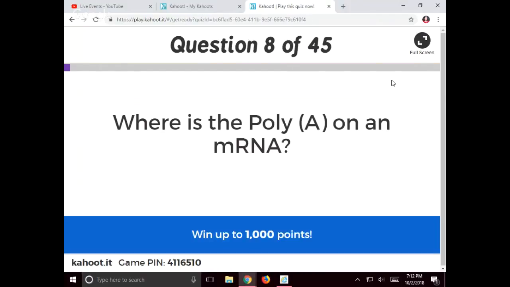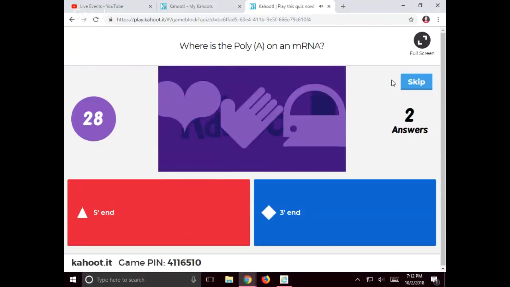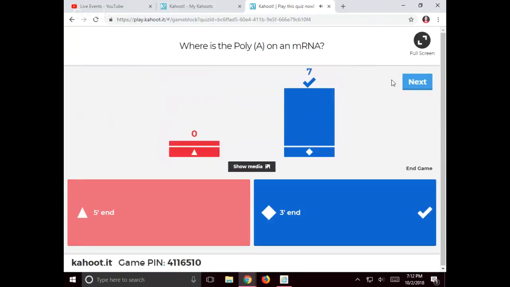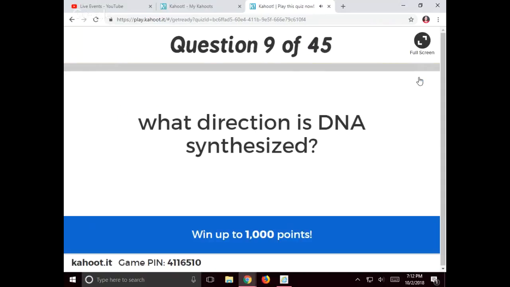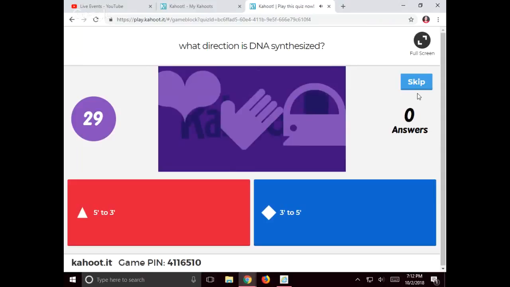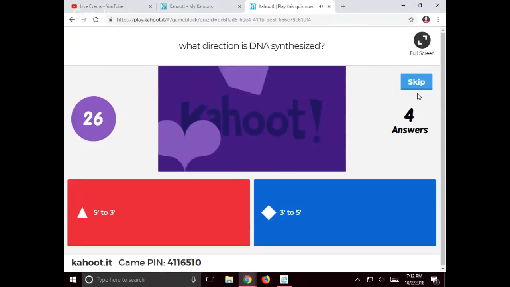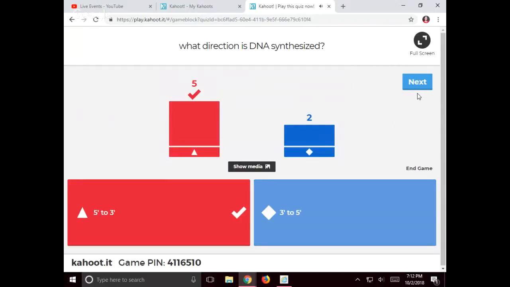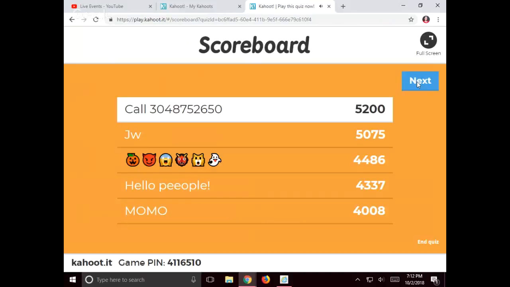All right, where is the poly A on the mRNA? Is it at the 5 end or the 3 end? It's at the 3. What direction is DNA synthesized? So some straightforward ones. Make you guys angry with mine. So it is 5 prime to 3 prime. I got kicked out of my own thing.